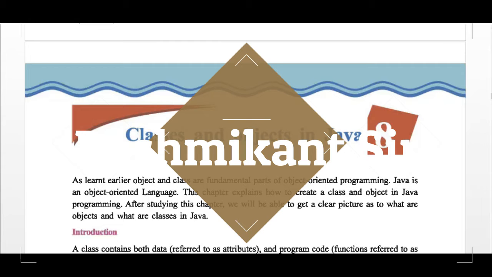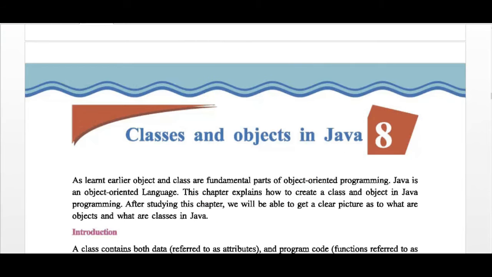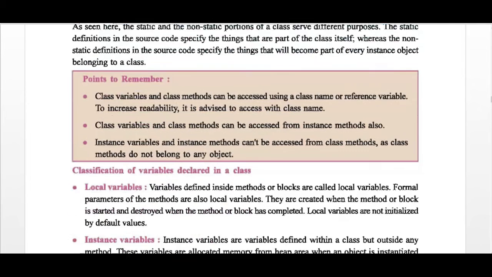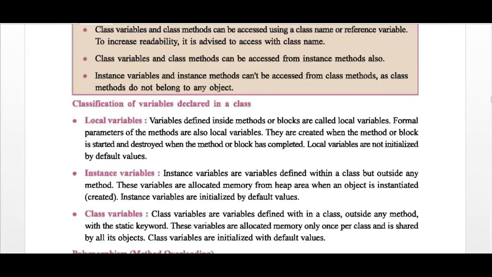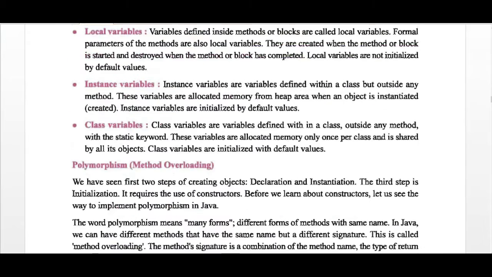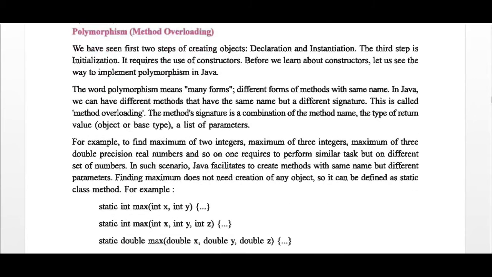Learning about class and object in Java. We learn how to define a class and how to define a reference variable or object from a class. In the previous lecture we defined a local variable, instance variable and class variable. Now we will learn about polymorphism, also known as method overloading.